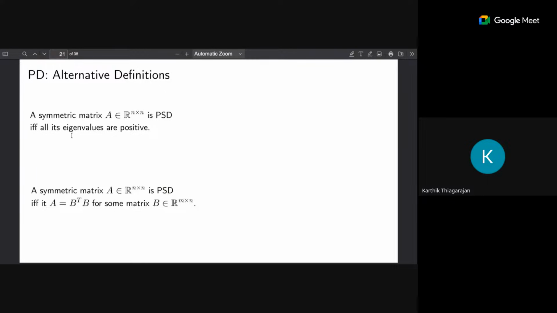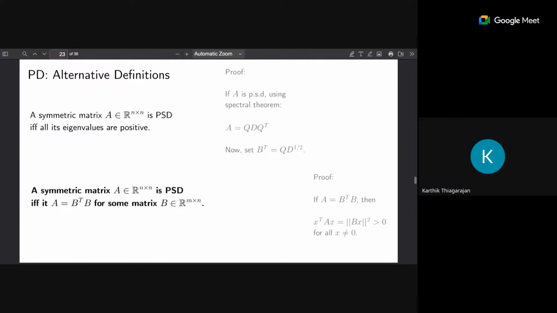The other test is actually very interesting. What it says is a symmetric matrix is positive definite, once again, not S, if and only if you can write it as something transpose something. If A is some B transpose B, then A is positive definite. In fact, if and only if that happens is A positive definite.